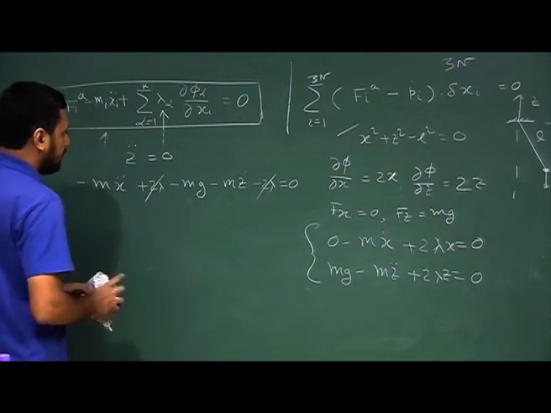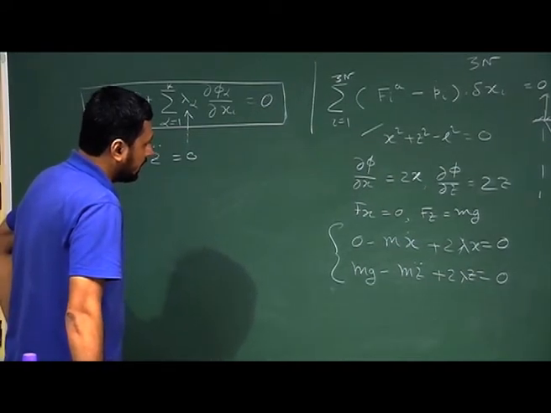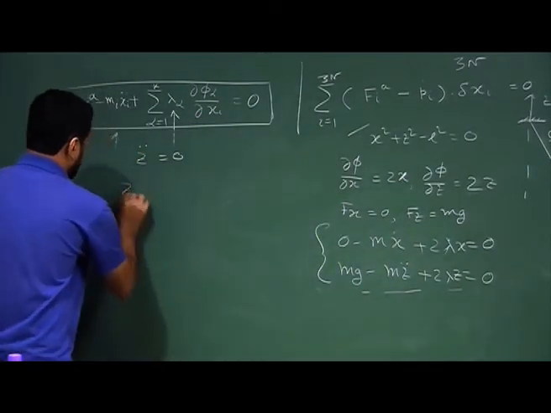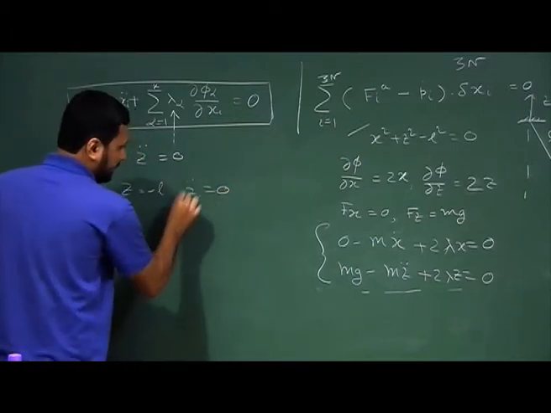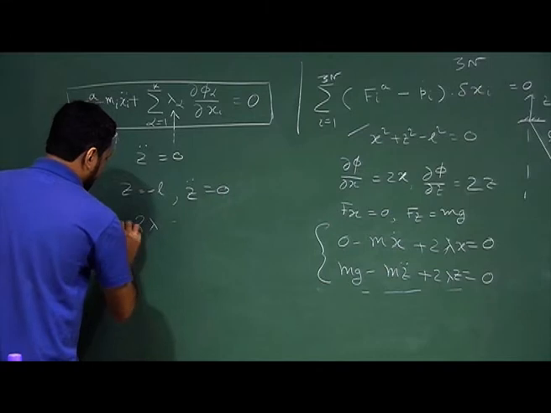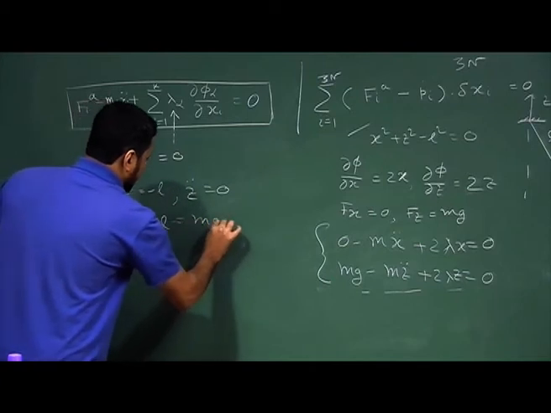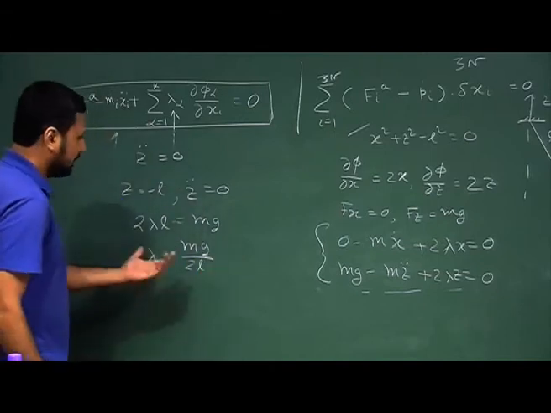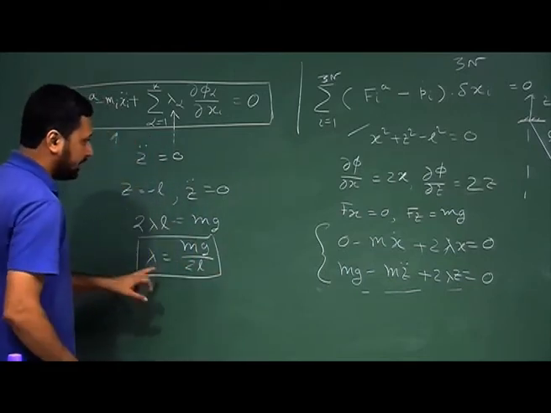If these are my equations, from the second equation I can put z equal to minus L and z double dot equal to 0. If I do that, what I get is minus 2 lambda L plus mg equal to 0, or 2 lambda L is equal to mg. That will give lambda equal to mg by 2L. So, essentially we are not eliminating lambda, but we are getting a value for lambda. That is from the second equation.